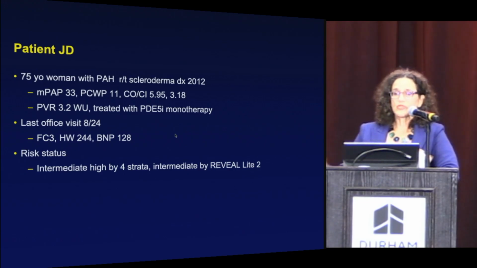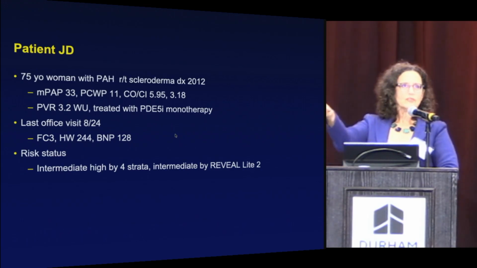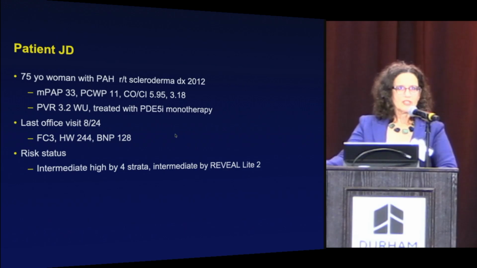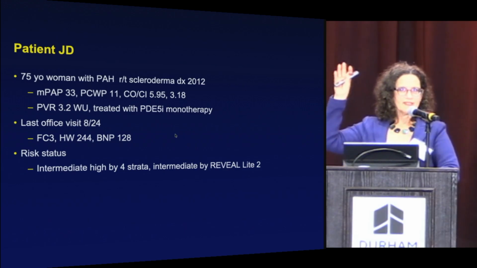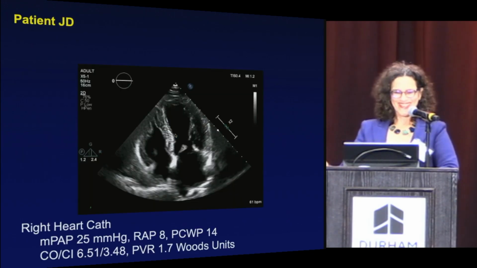You do her risk score. She's intermediate high by Four Strata and intermediate by Reveal. Oh my gosh, we need to do something, right? We need to add. We've got all these tools in our tool chest that Sudhar talked about. She's not meeting low risk criteria. Who thinks we need to do something else? Yeah, you guys are on to me now. So you don't raise your hands.